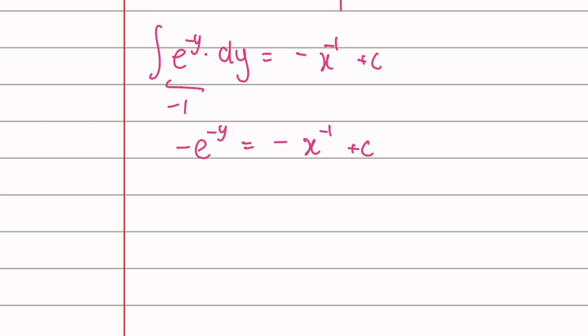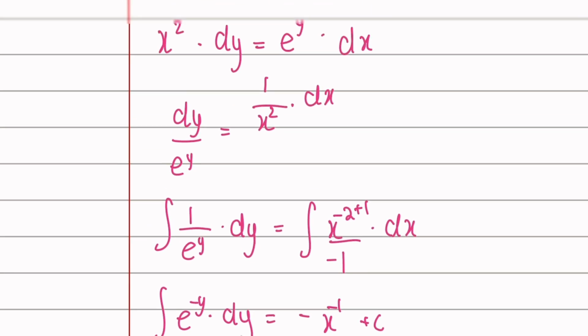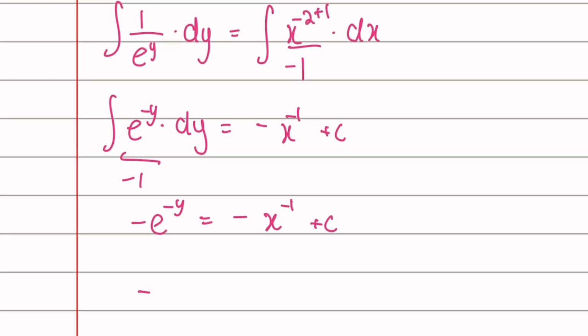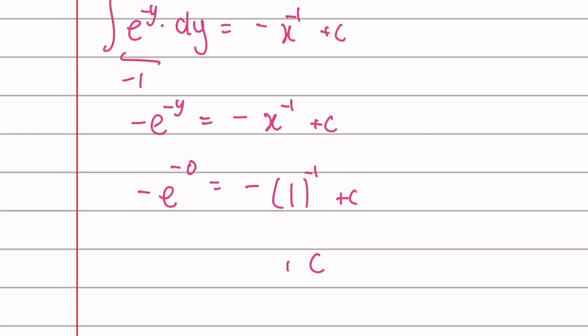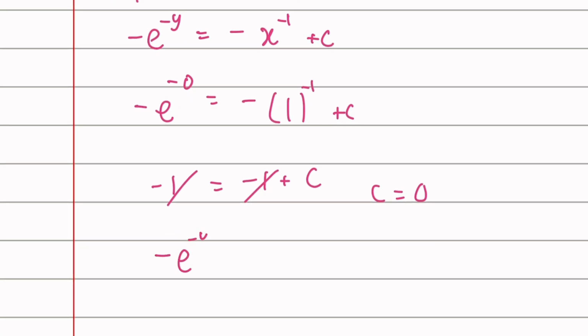As I have mentioned, we're going to need to find a constant, so let's go ahead and do that. Instead of the y, you're going to put 0, which must equal negative 1 to the power negative 1 plus c, meaning c equals plus minus 1, being equal to minus 1. c is equal to 0, and so we get negative e to the power y being equal to negative x to the power negative 1 without a c.